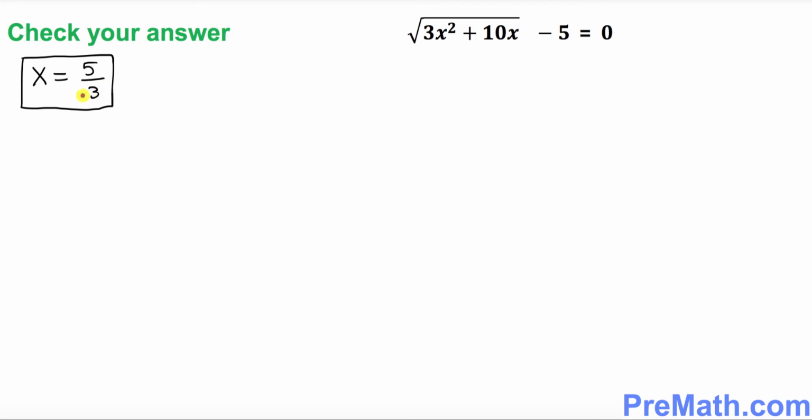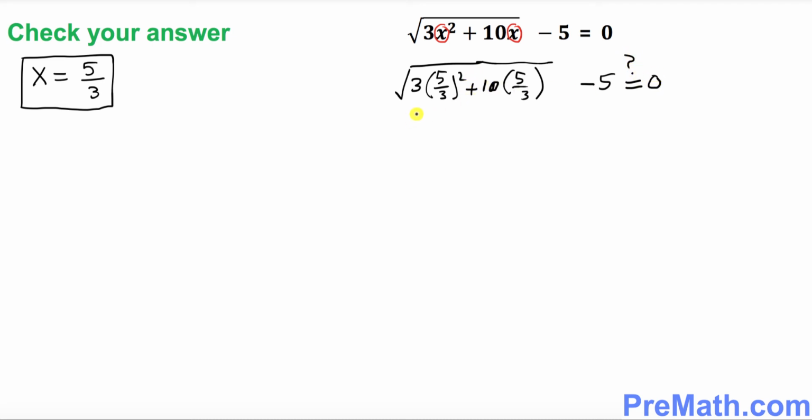And now we want to check our answer for the other solution, 5/3, and we're going to plug it in again. Wherever you see x in this equation, we're going to replace it with 5/3. So that's simply going to become the square root of 3 times (5/3) squared plus 10 times 5/3, and minus 5. My question is, is this side equal to the right hand side, which is 0?